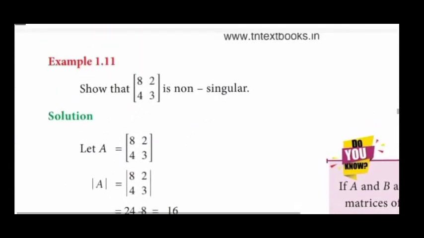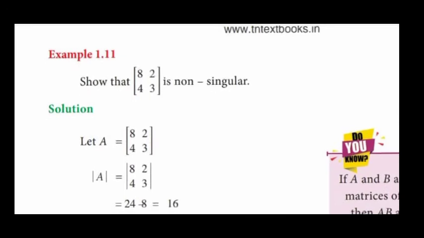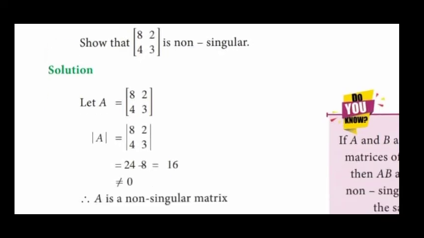Then, example 1.11. Show that it is non-singular. What is the meaning of non-singular? If the determinant of A is not equal to 0, then it is non-singular. If it is equal to 0, it is a singular matrix. So, if the determinant of A equals 0, then it is a singular matrix. If it is not equal to 0, then it is a non-singular matrix.